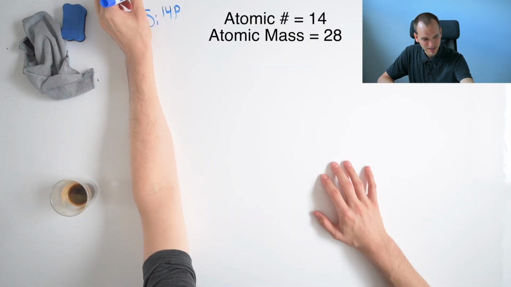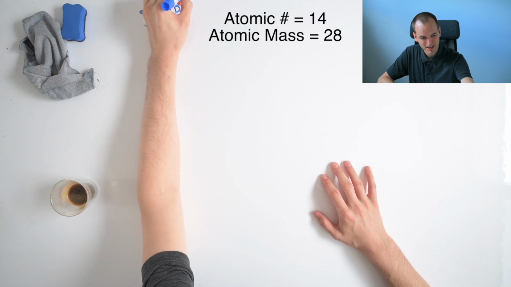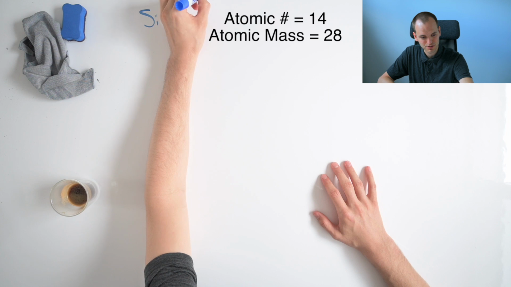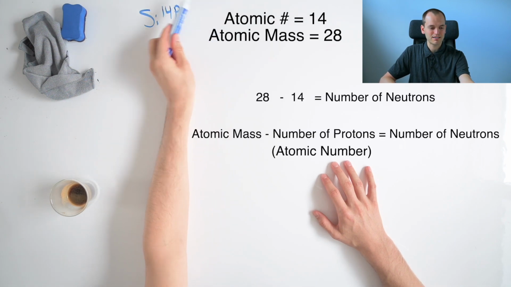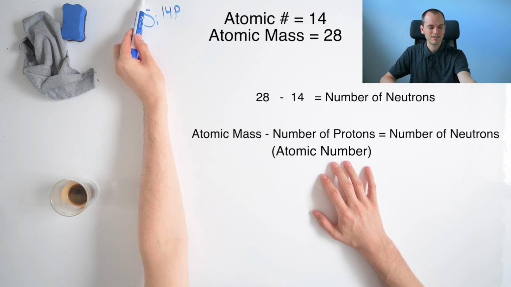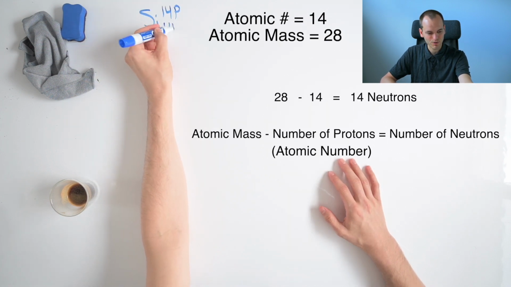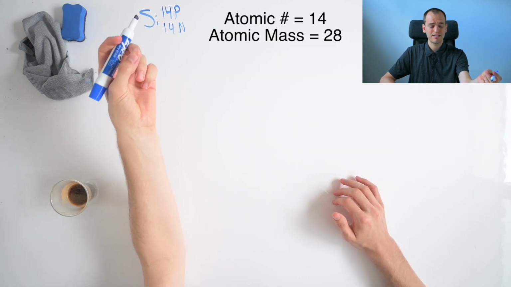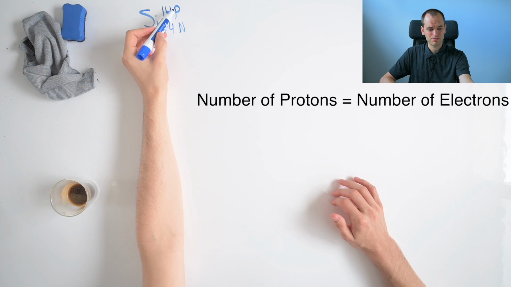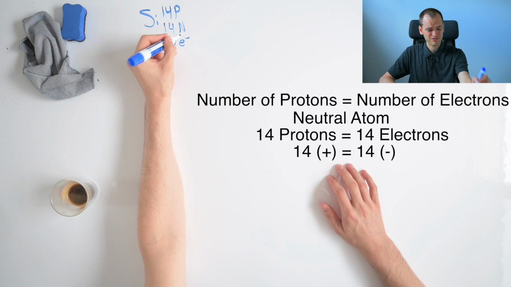So its atomic number, as I said, is 14, and its atomic mass is equal to 28. With that information, we can take 28, subtract the atomic number or the number of protons, either way it's the same thing, and we'll have 14 neutrons. Now, since we're drawing a neutral atom of silicon, our number of protons is equal to the number of electrons. So this time we're drawing 14 electrons.